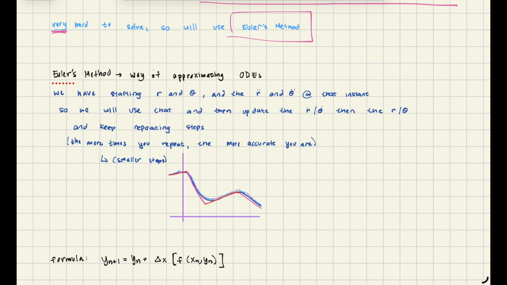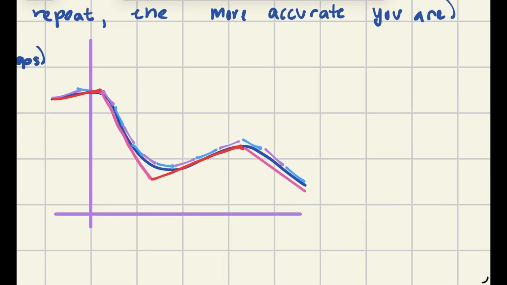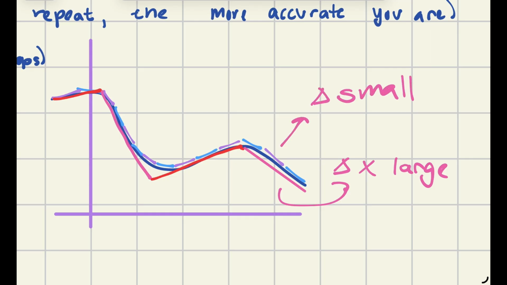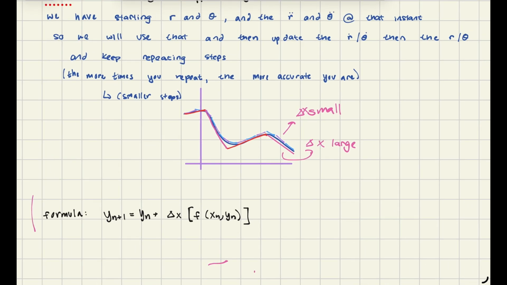And it can be intuitive to think that the more times you repeat, the more accurate you are, so the smaller the step. Here in the graph, you can see in this red and pink, we have these bigger steps, and you can see that it's not as accurate. But then if you look at this purple and light blue, you can see it's pretty accurate, and the function is the dark blue. So the formula for Euler's method is y of n plus 1 equals y of n plus delta x times f of x of n comma y of n.